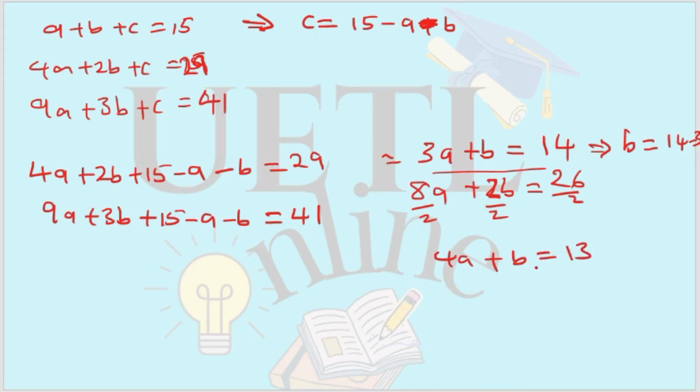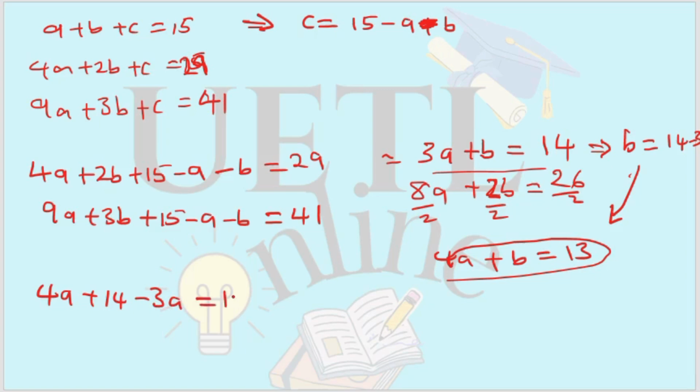Now we are substituting this into this. This means that 4A plus 14 minus 3A is equal to 13. So our A is equal to, if we say 4A minus A, we get A. Then 14, if we put it here, A is equal to minus 1, right? And our B, we substitute it here. If we put minus 1 here, we get 17.